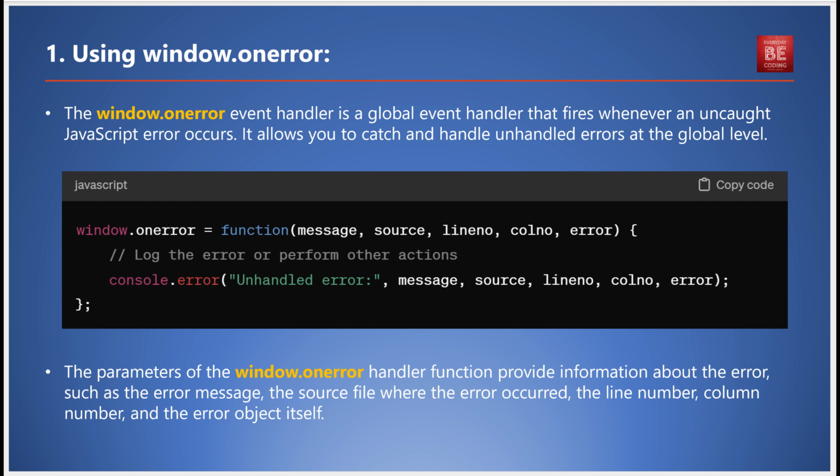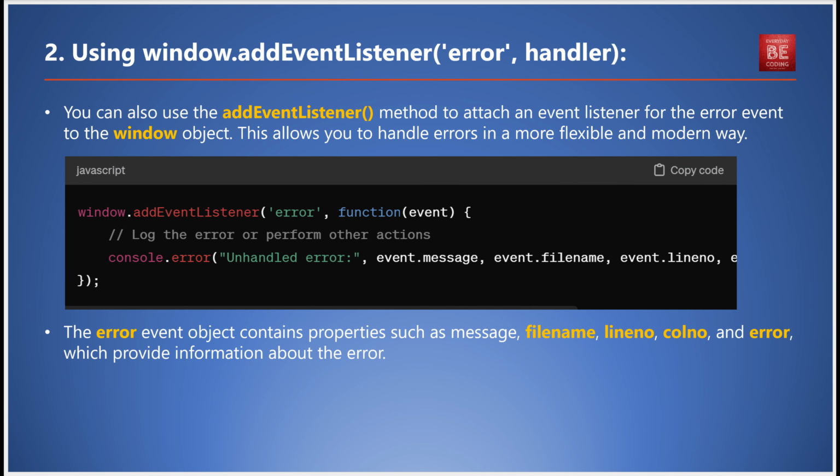These parameters provide valuable information about the error, such as the error message, the source file where the error occurred, the line number, column number, and the error object itself. But that's not the only way. You can also latch on an event listener for the error event to the window object using the addEventListener method. This approach offers a more flexible, modern way to handle errors.